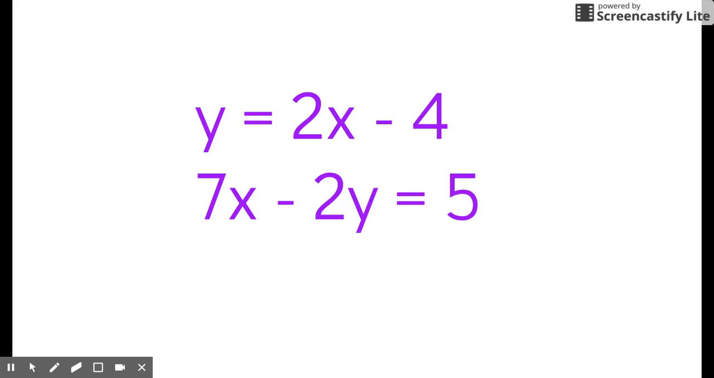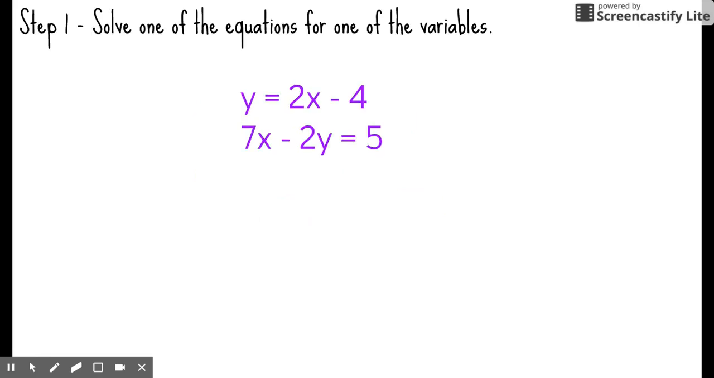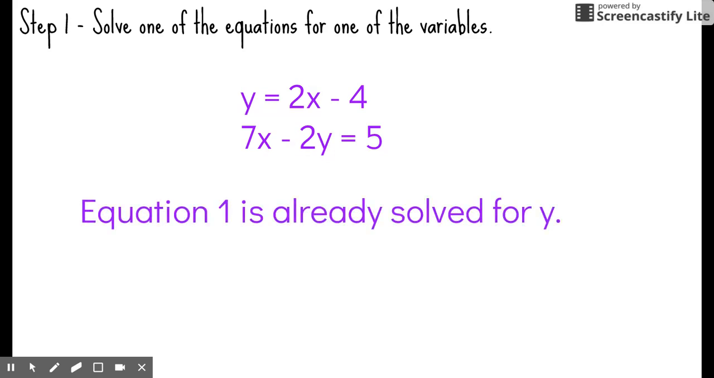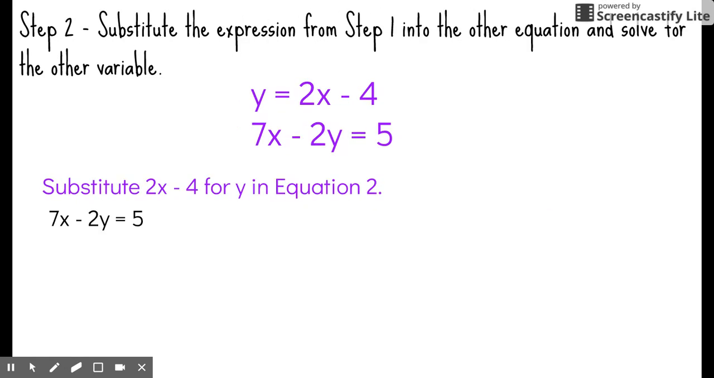So this is the system that we are going to be working with. y equals 2x minus 4 and 7x minus 2y equals 5. Step 1 says to solve one of the equations for one of the variables. And equation 1 is already solved for y. So we're just going to use that equation to do the substitution. So because y is equal to 2x minus 4, we're going to take that 2x minus 4 and substitute it into equation 2 for y.